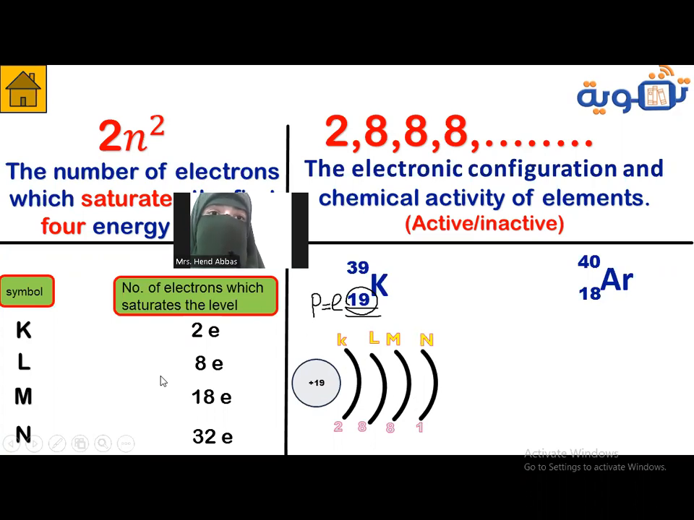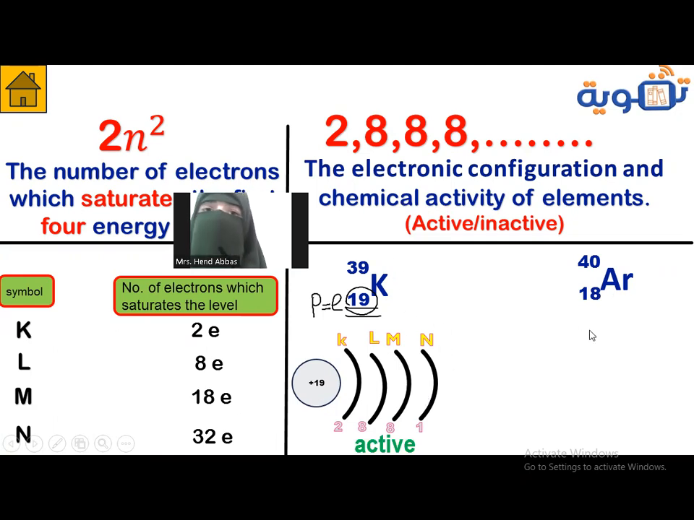Why, teacher, didn't we apply the other rule? Because here we need to know whether potassium is chemically active or inactive. So how can we know? Let's look at the last energy level, the outermost energy level. It's not completely filled. Here the N level is completely filled when it becomes 8. So it's not completely filled, so it's active. It can take part in chemical reactions.